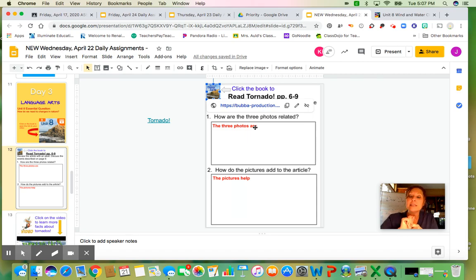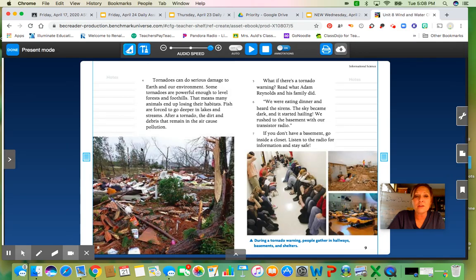All right. The second question says, how do the pictures add to the article? Well, what do the pictures do? Why did the author put those pictures in there? They're doing something for us, so let's go back and look at them. Why did the author put those pictures in? Well, would you be able to understand the destruction that a tornado did if we didn't see these pictures? It would be really hard to imagine that that entire house would be destroyed like that if we didn't have those pictures to show us the devastation that those tornadoes make.